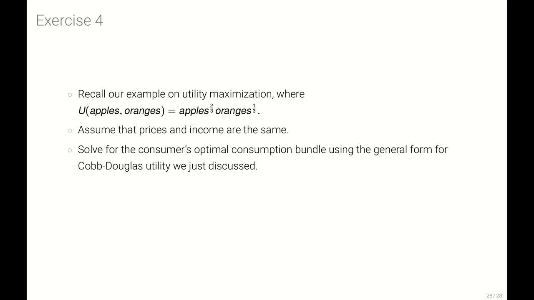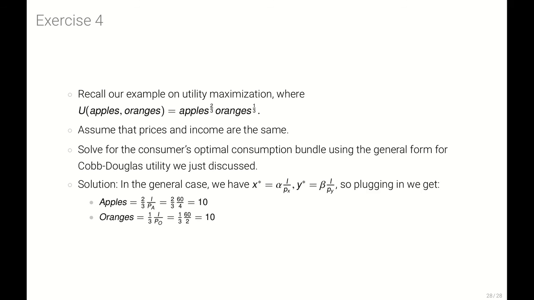And so in exercise 4, let's go back to our example in utility maximization, where utility of apples and oranges was equal to apples to the 2/3 and oranges to the 1/3. And we're just going to assume that income and prices were the same. Well, note that here we quickly can know that we're going to spend 2/3 of our income on apples and 1/3 of our income on oranges. So if we rewrite that, apples is going to be equal to 2/3 I over PA. And if we plug in for income and the price of apples, that gives us 60 over 4. And so canceling everything out, we get that consumption of apples is equal to 10.